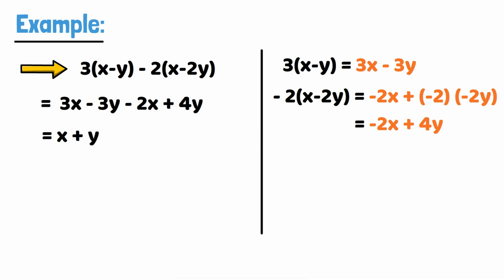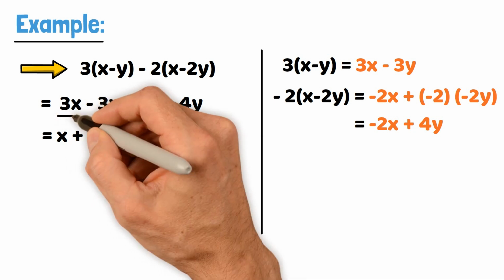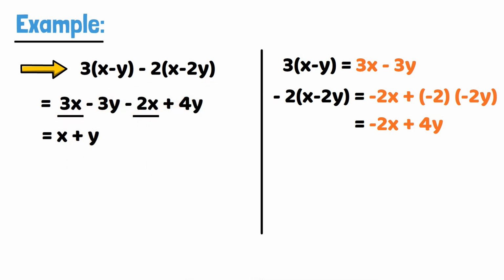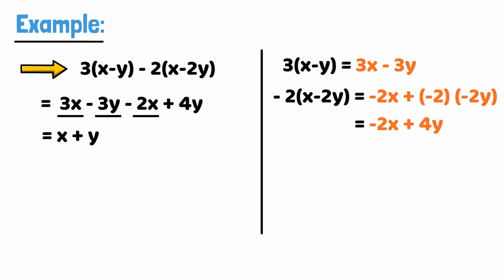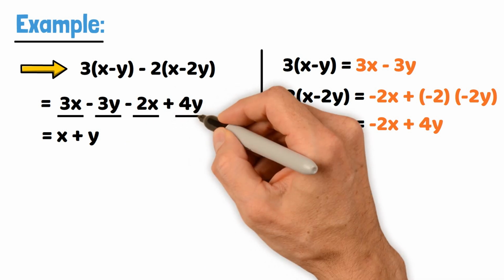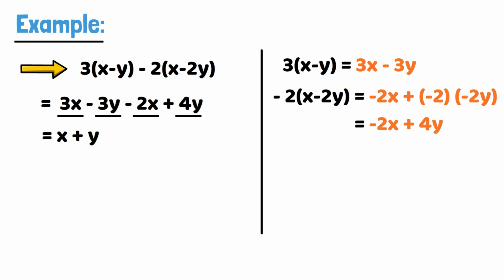In the left side of the expression, we had a total of 3x, and in the right side of the expression, we had a total of negative 2x, which equals 1x altogether. In the left side of the expression, we had a negative 3y, and in the right side of the expression, we had a total of positive 4y, which again equals positive 1y. So the total answer is x plus y.